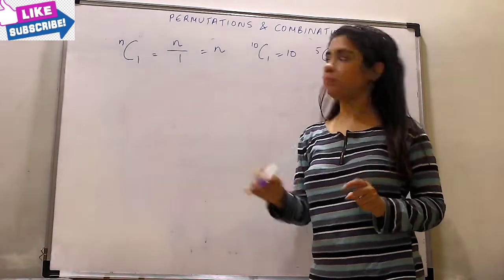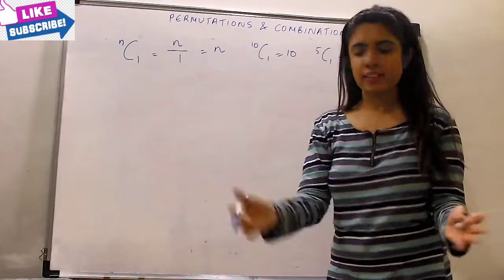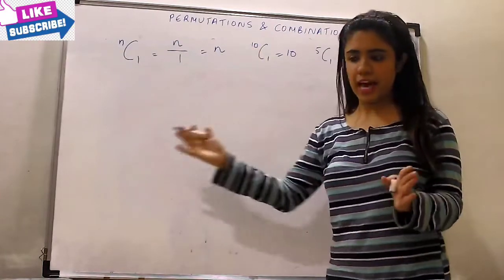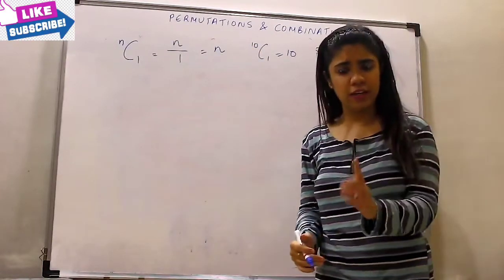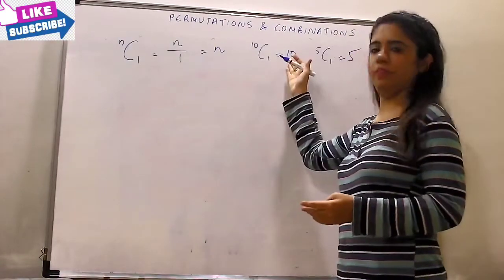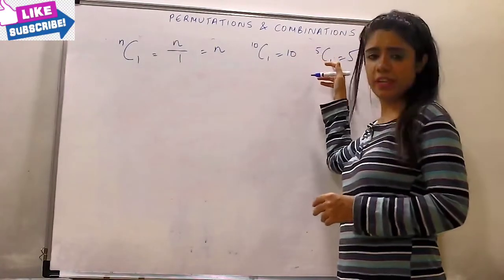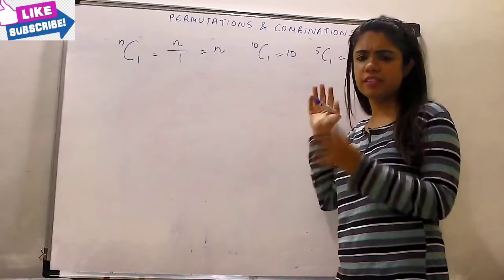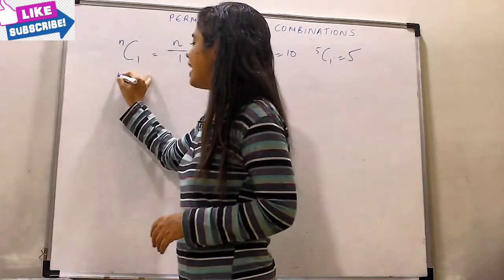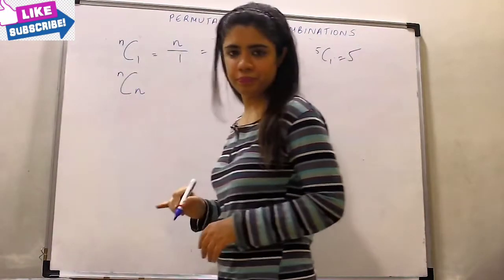What does this mean? I had 10 objects. I had to select one. In how many ways can I select? 10 ways. I had 5 objects. I had to select one. In how many ways? 5 ways. Simple logic.